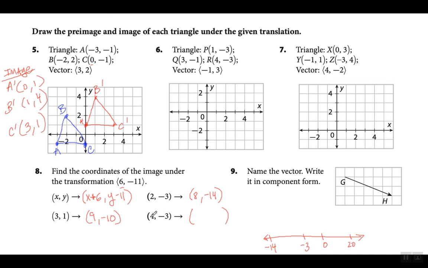Okay, let's do this last one. The x-coordinate is 4. I've got to add 6 to it, so that's going to give me 10. The y-coordinate is negative 3. Just like this one, I've got to subtract 11 from negative 3. So I'm starting at negative 3, and I'm going 11 numbers to the left. So it's going negative 4, negative 5, negative 6, negative 7. So negative 3 minus 11 will give me negative 14.